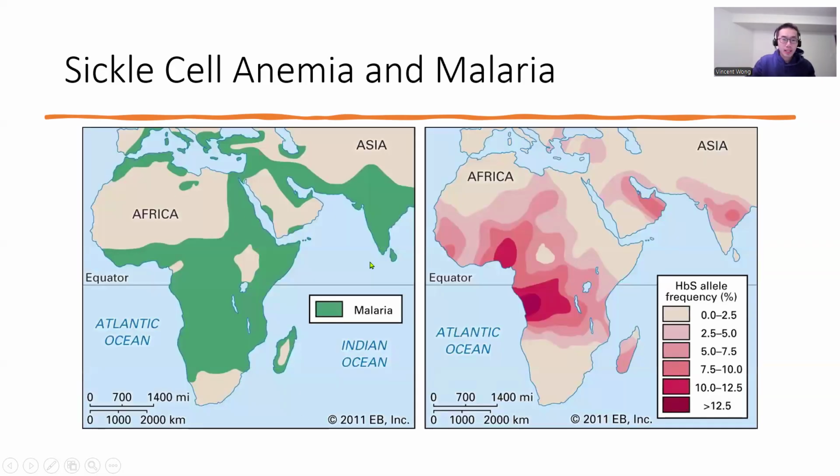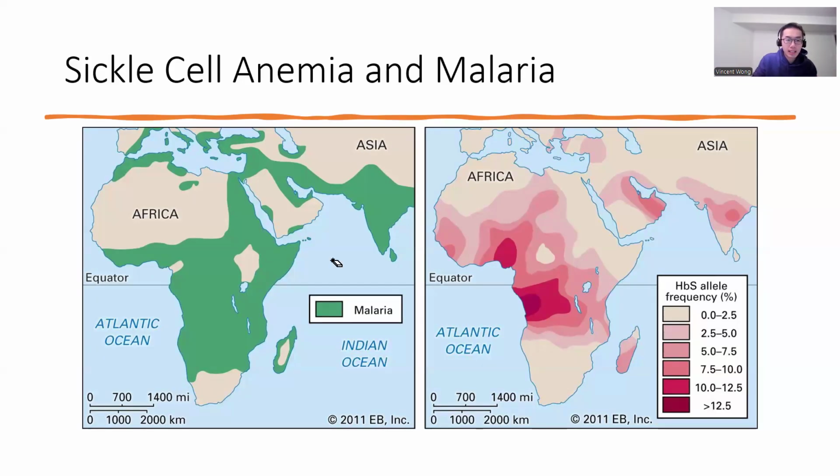Now, it's interesting. People who have sickle cell anemia, it turns out they are immune to malaria. Malaria is something that's spread by a mosquito, right? It could be deadly in some cases. And it turns out if your cells are sickle shaped, then the malaria parasite cannot infect them and it's not going to make you sick, right?